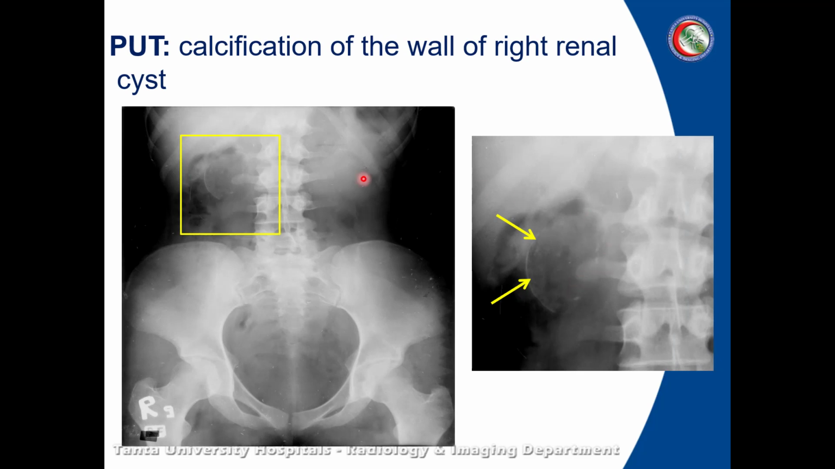This is a case of PUT. No contrast could be seen. There is a lesion here with a calcified wall. Thin calcification could be detected in its wall, so it's a case of right renal cyst. And the full comment is PUT, showing calcification of the wall of right renal cyst.